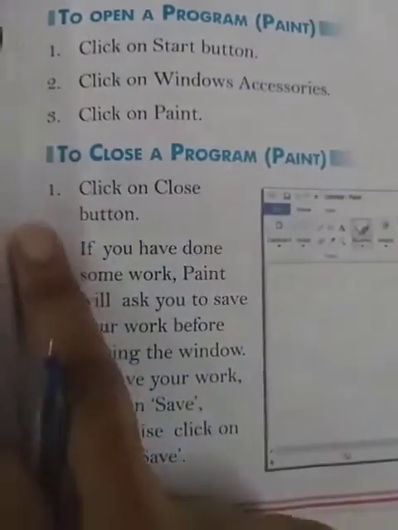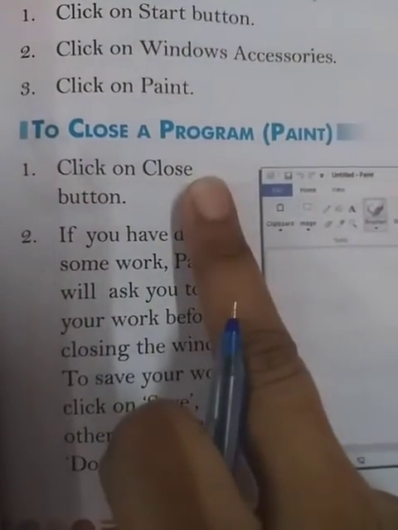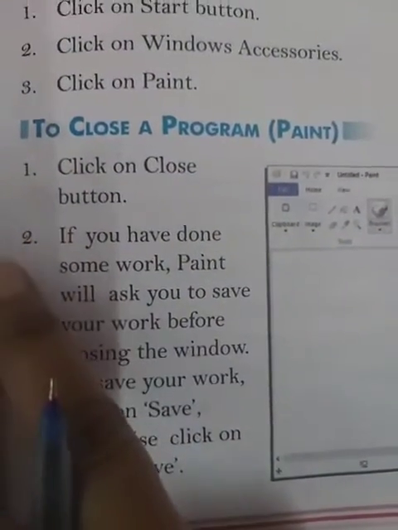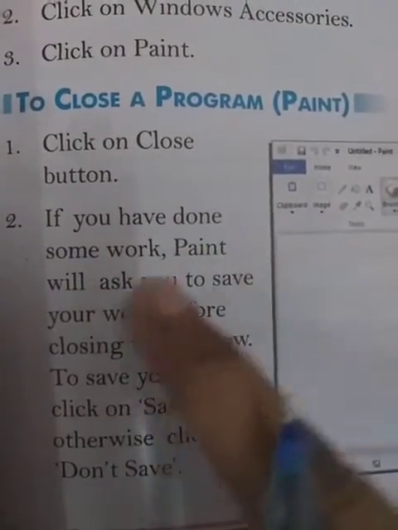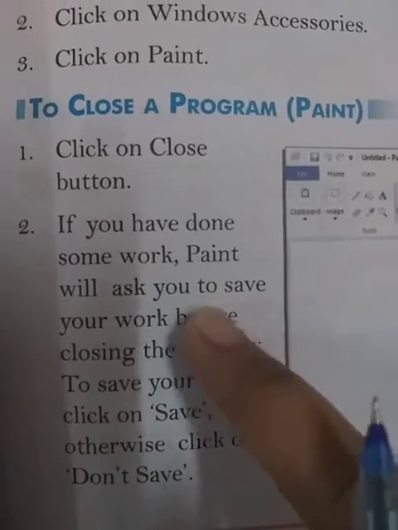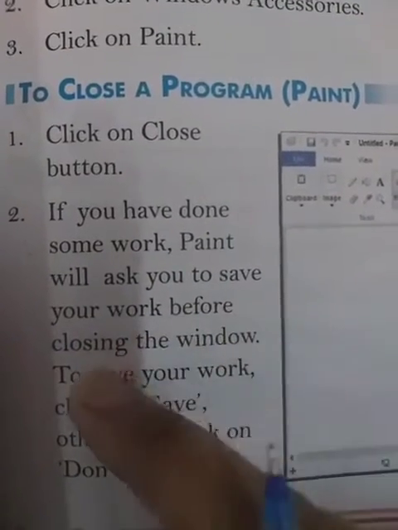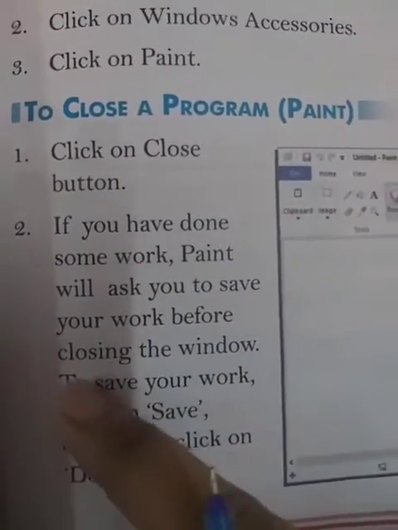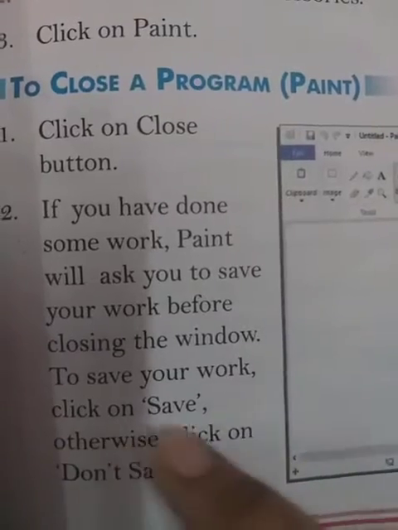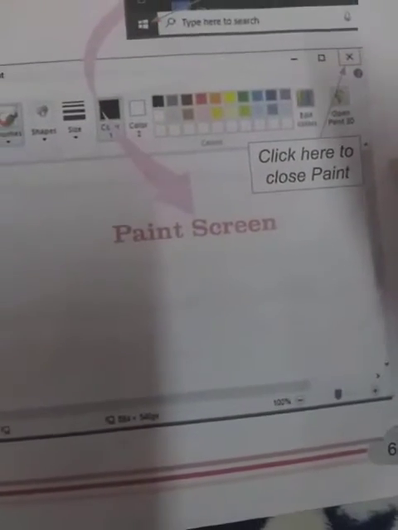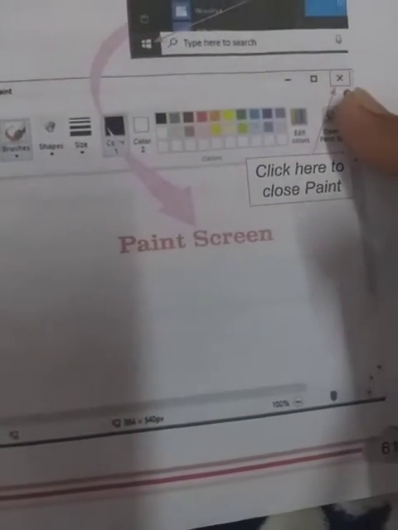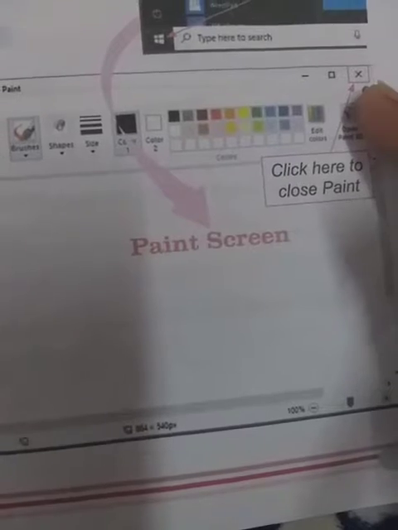Now how to close Paint? First click on the close button. Second, if you have done some work, Paint will ask you to save your work before closing the window. To save your work, click on save, otherwise click on don't save. Here, when you close Paint, you will click here, close Paint.